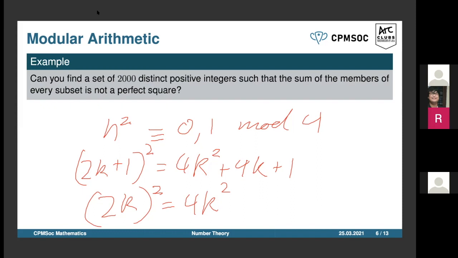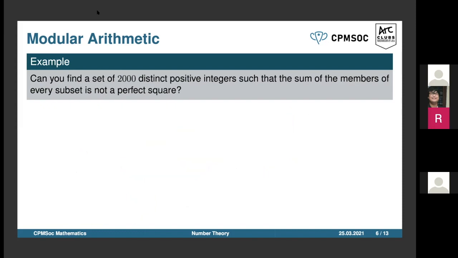Okay, so first things first, there is a solution to this. The solution that I came up with is 3 times 4 to the k, where k ranges from 1 to 2000. So that's 2000 distinct integers. They're all positive. And from them, hang on, next slide.